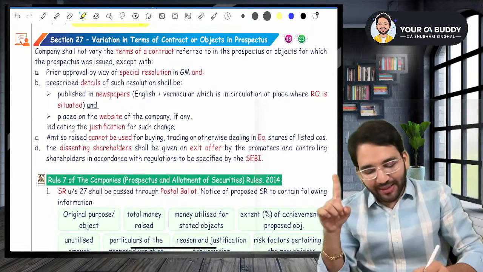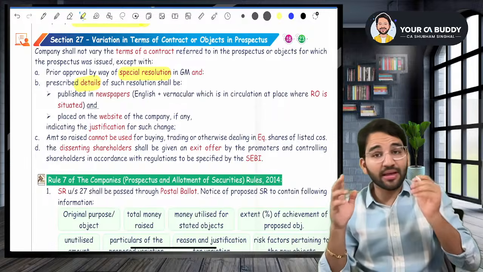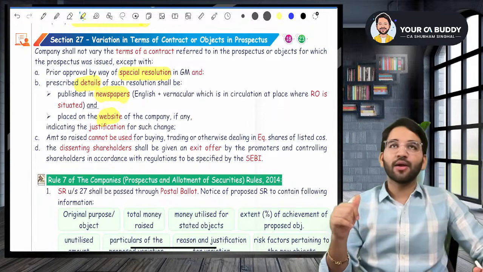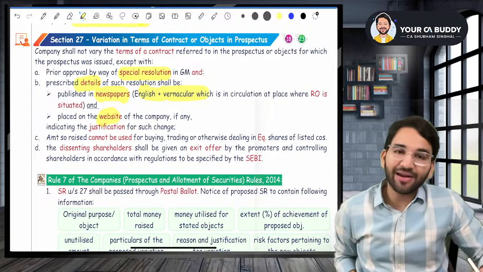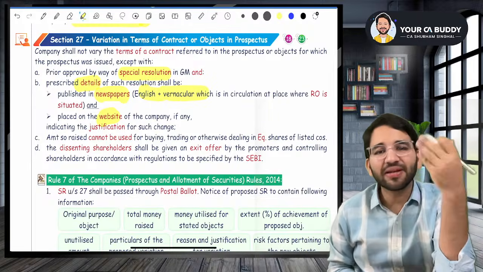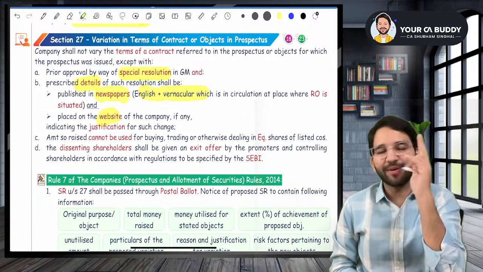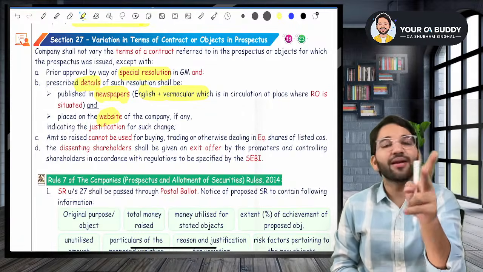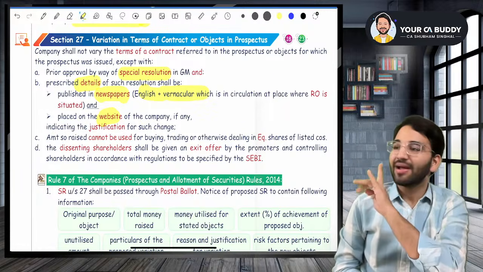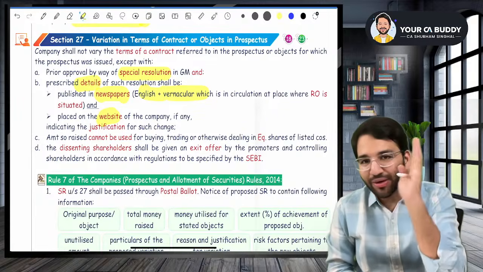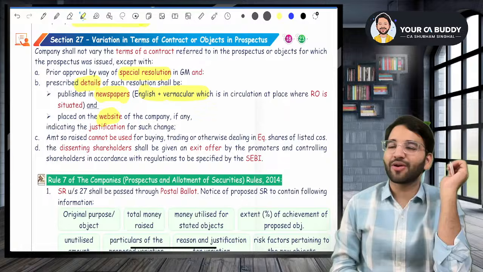Number 1, pass a special resolution. Number 2, give details of such resolution in the newspaper and website. Which newspapers? 2 newspapers, English language and vernacular language. Vernacular language as in local language. Of which area, sir? Wherever your RO is situated. So you will always give advertisement in 2 newspapers, English and vernacular. Vernacular will always be in the language where your registered office is situated. You also have to give resolution details on the website. You will have to give justification as to why you are making changes.